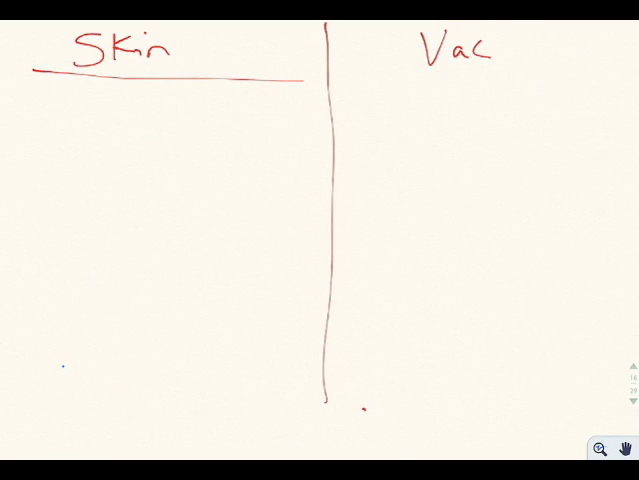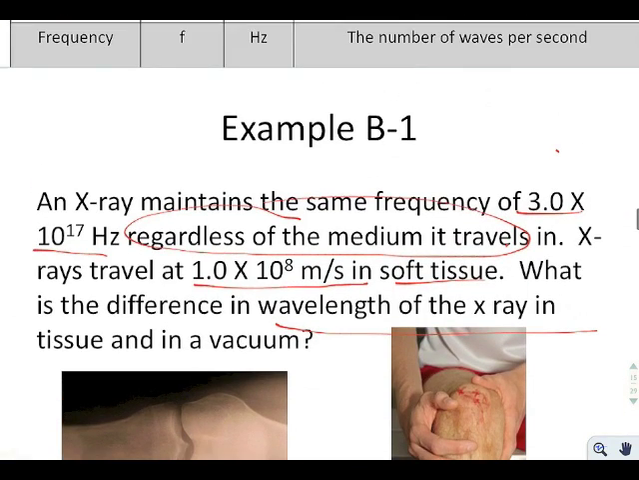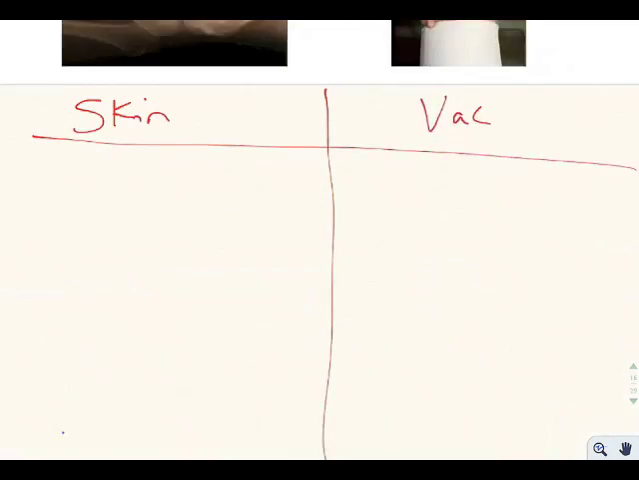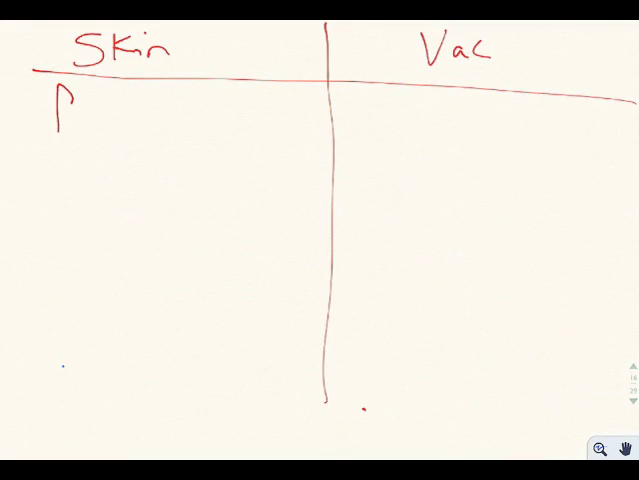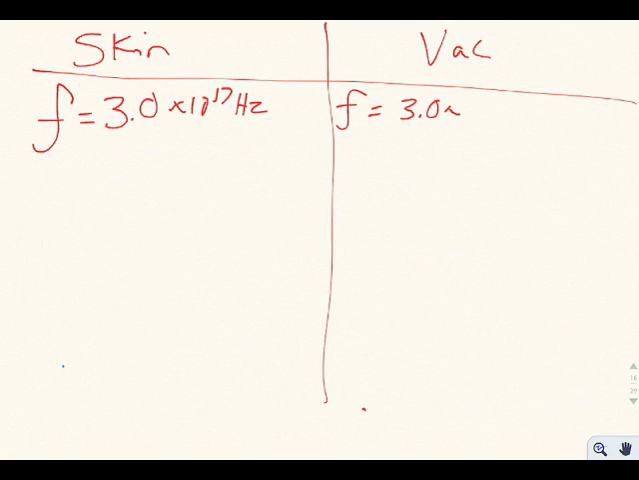So we divide it in half and we say, okay, what do we know about skin and the vacuum? When you look at this, it says it maintains the same frequency regardless of the medium it travels in. So for both of these, the frequency is 3 times 10 to the 17th hertz.